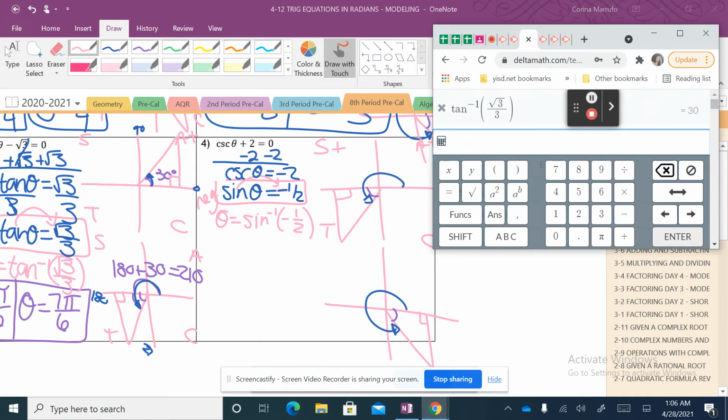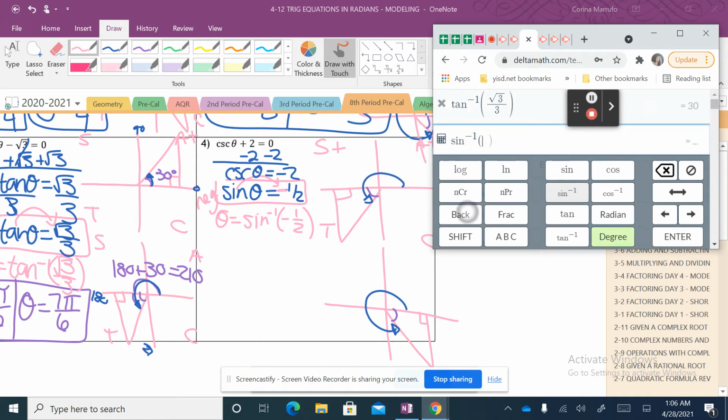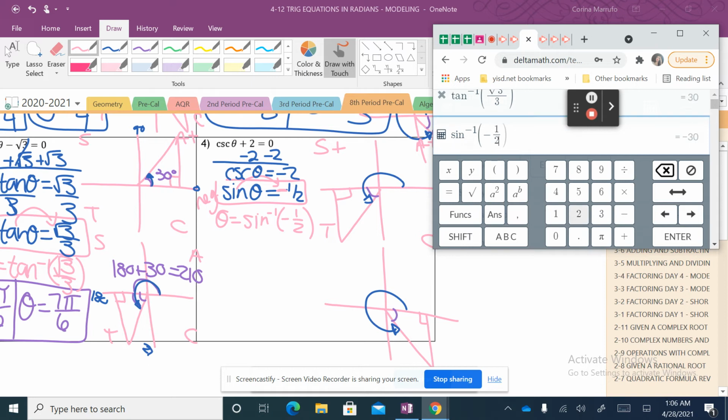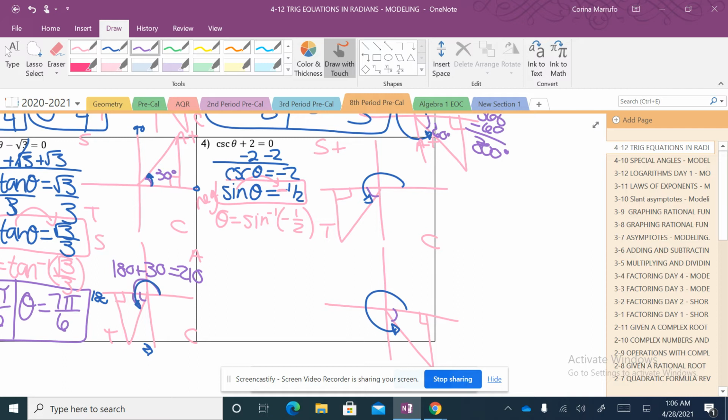I go ahead and put that in my calculator. So inverse sine of negative 1/2, and it gives me negative 30. That means that this angle in here is 30 degrees. Okay, that means this one right here is 30 degrees also. So then to find the first angle, we're going to do 180, because that's halfway there, plus the little 30. So 180 plus 30 gives me 210.